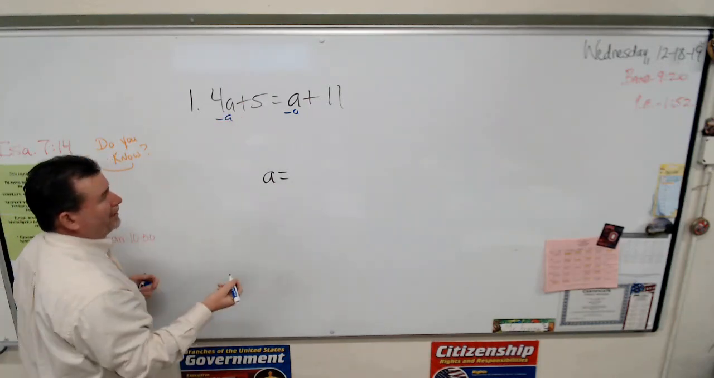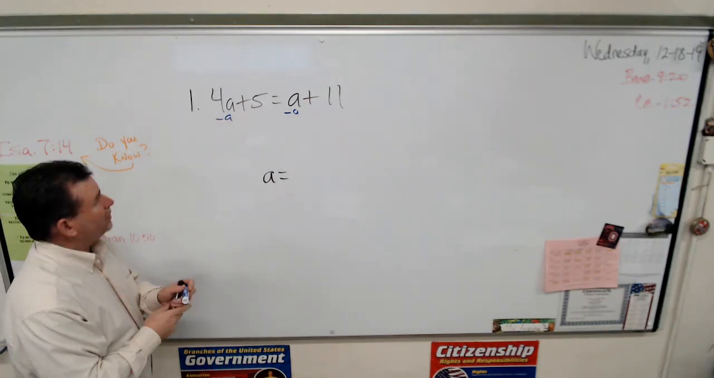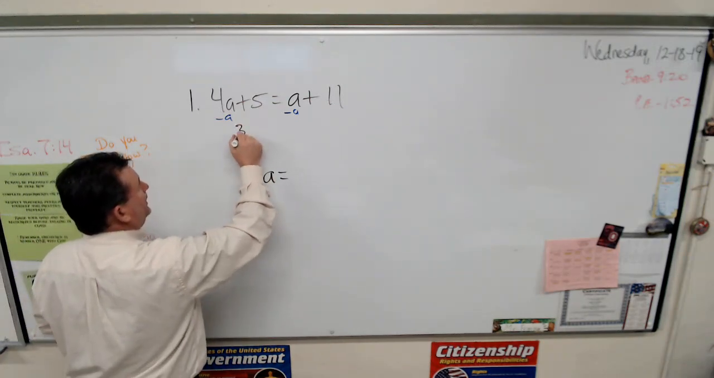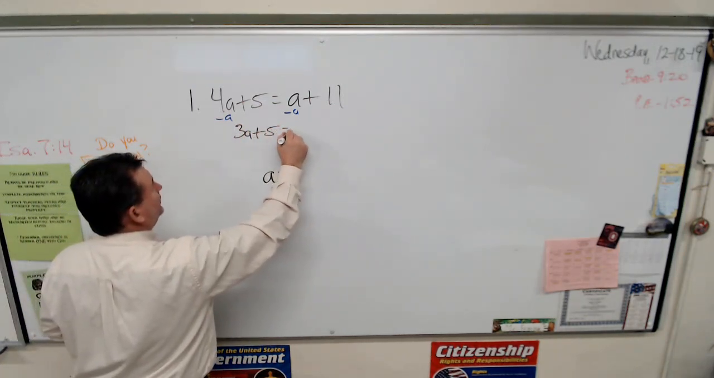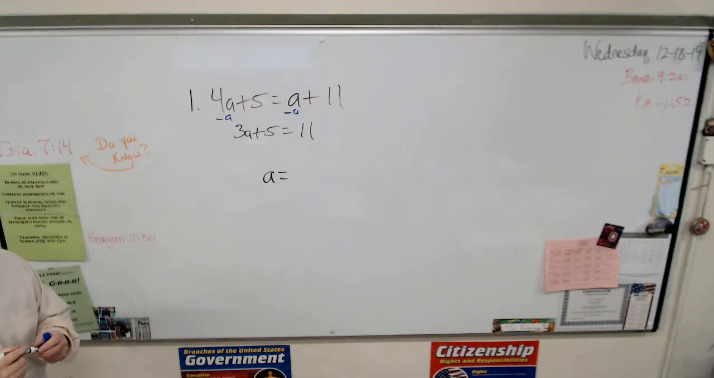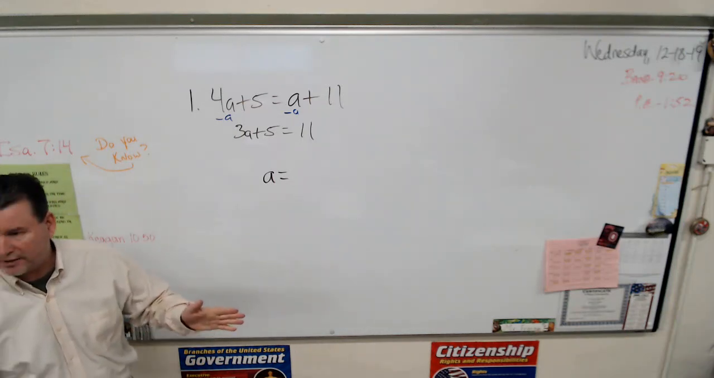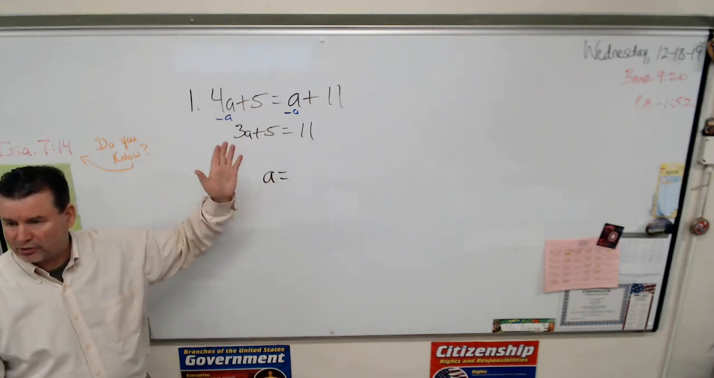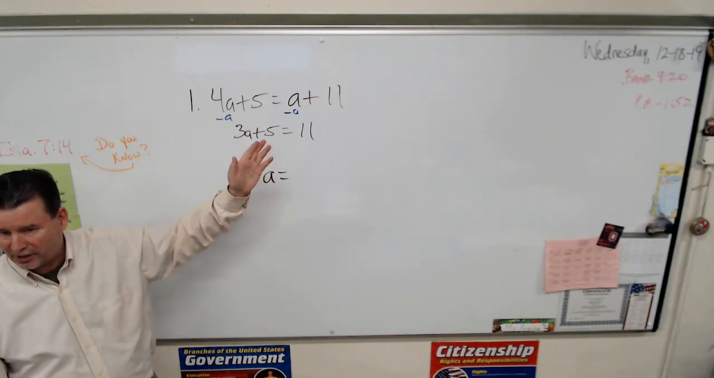Okay, so my new equation, my next line is going to look like this: 3a plus 5 equals 11. Stop there. What did I do? All I did was minus 1a. I don't like the fact that there's a variable on each side. There's an a on each side.